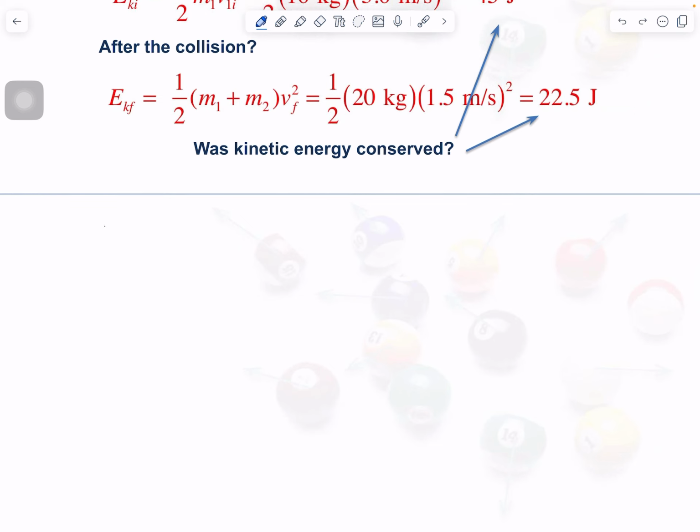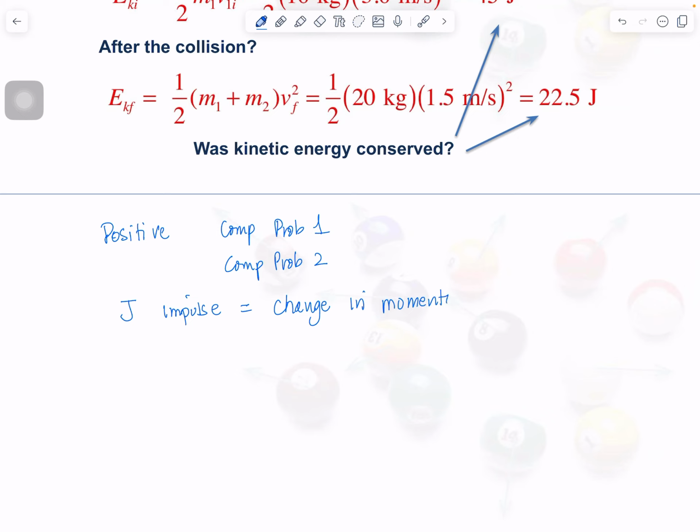Okay, so for positive physics, you are going to complete problems 1 and complete problems 2. You will be able to do this. Watch the video if you want some help. The one thing that I want to emphasize is that when you look at the impulse, this is equal to the change in momentum of a single object.